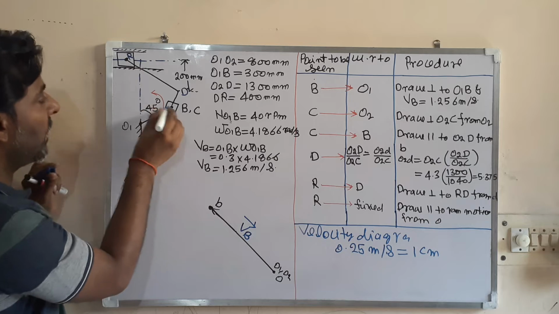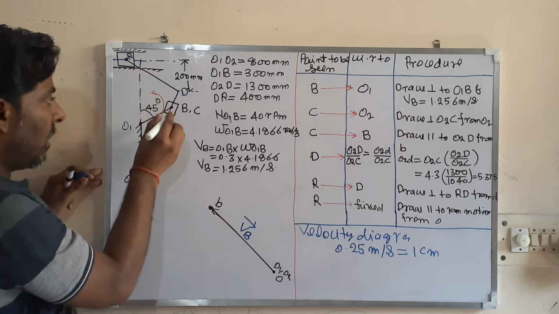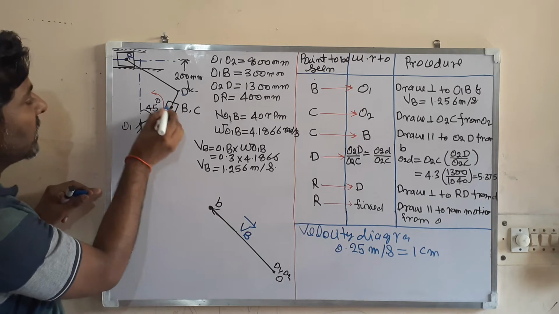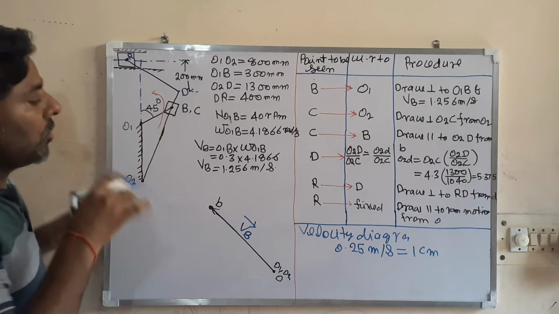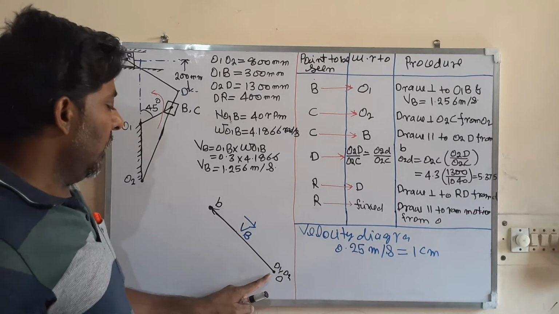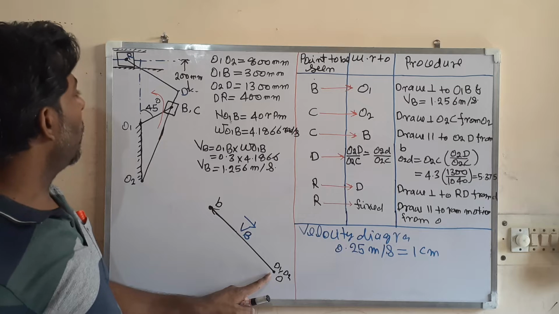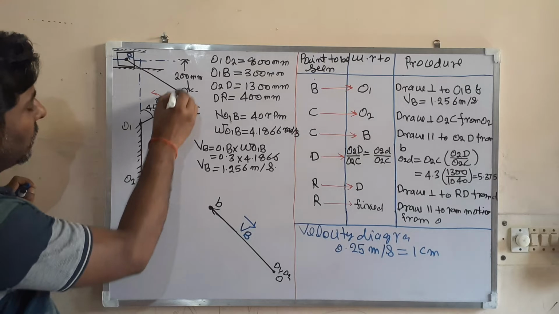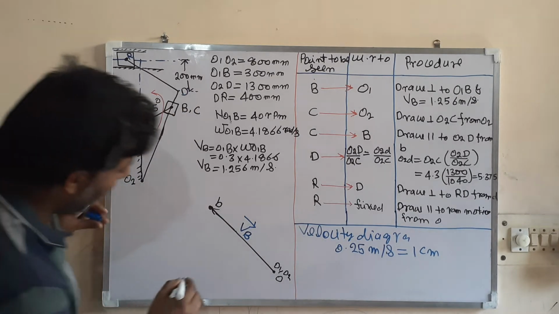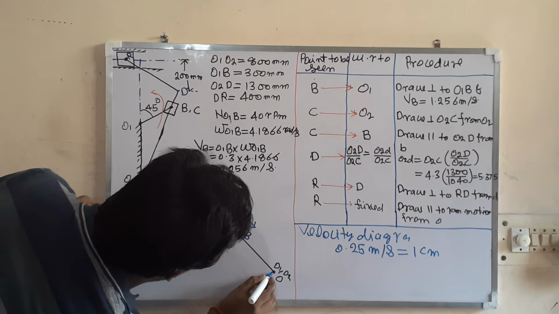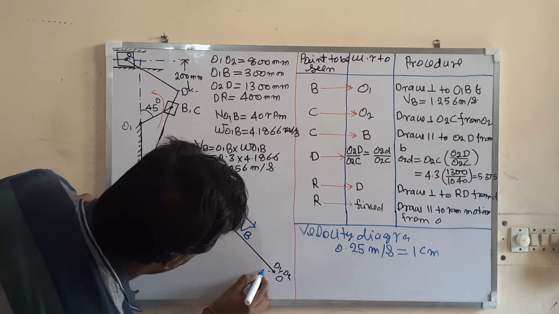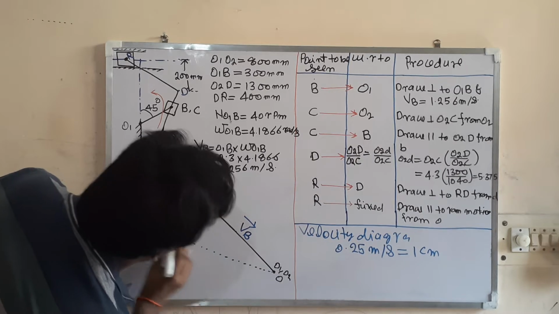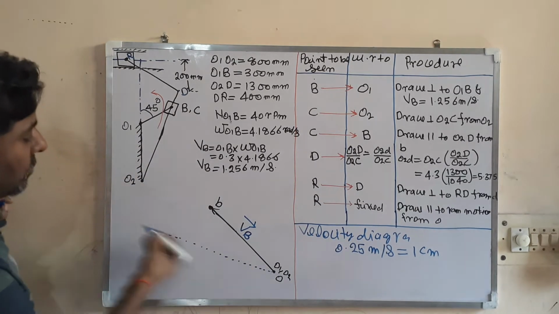I am not drawing here because this becomes rough, so let us not draw here. Just understand: perpendicular to this line. So the velocity of point C will be perpendicular to O2D. You are looking from O2, so draw from O2. Draw from O2 a line perpendicular to O2D. So this is the line perpendicular to O2D.